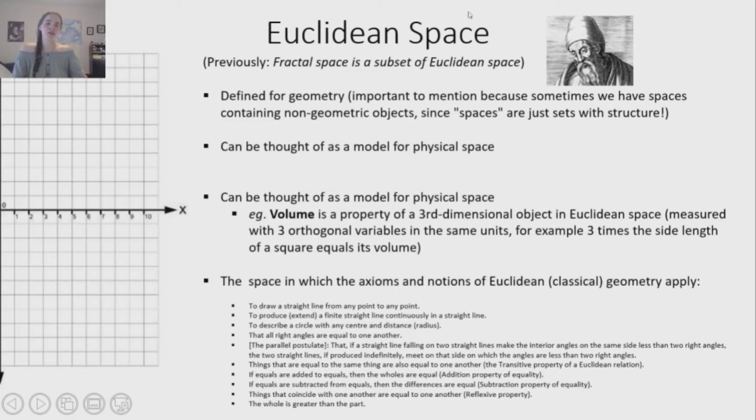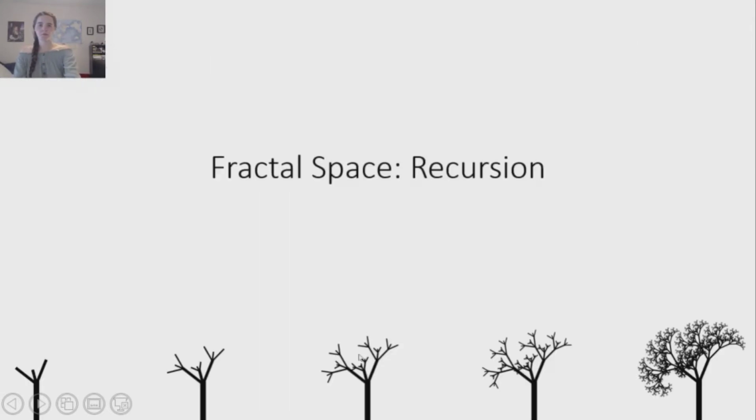You can also define Euclidean space as the space in which the axioms and notions of Euclidean geometry apply. So Euclid just made all of these axioms to define what you could do in Euclidean space and what it is. And it's basically just kind of what you'd expect. You can draw a straight line from any point to any point. You can describe a circle with any center and distance, et cetera, et cetera. You can pause the video if you want to see all of these.